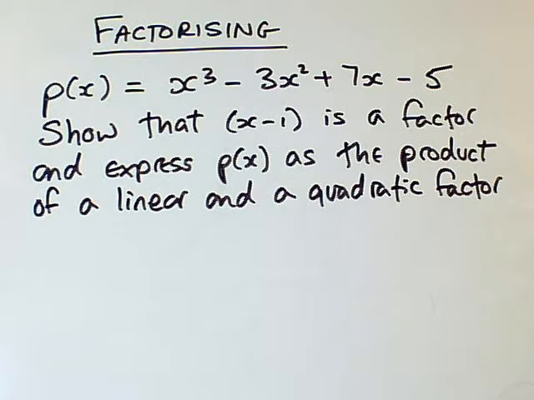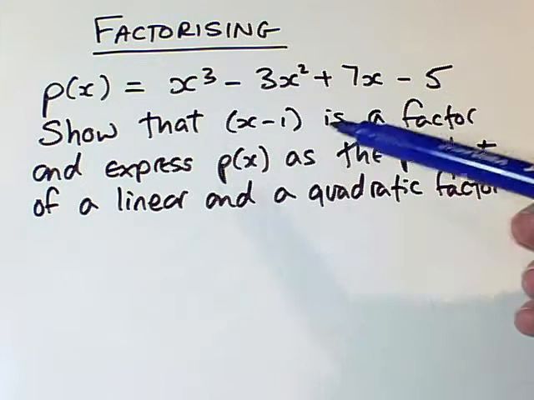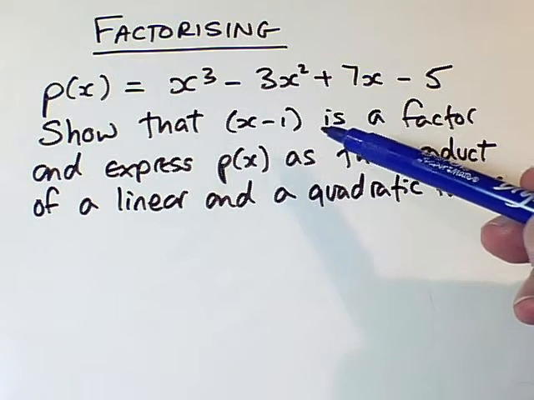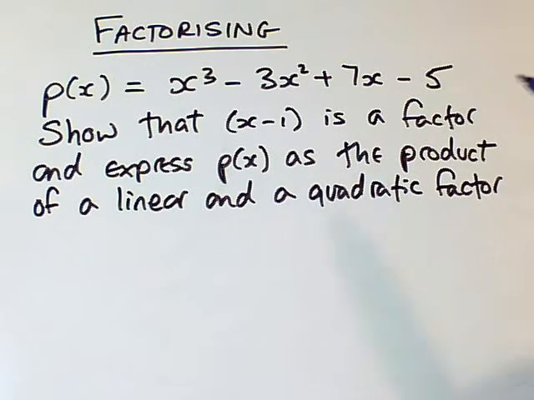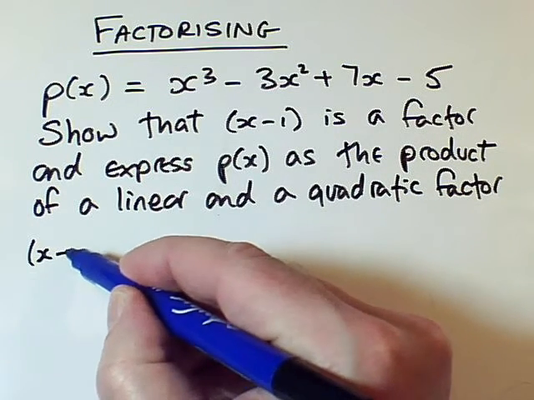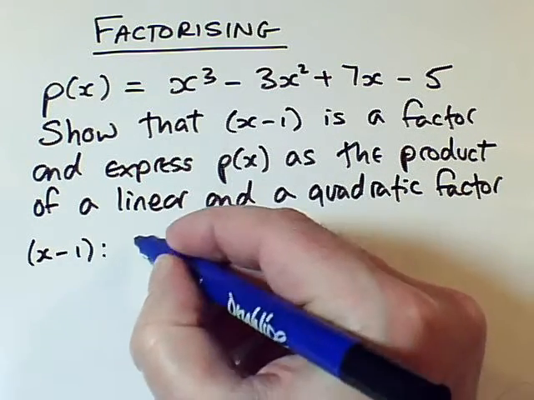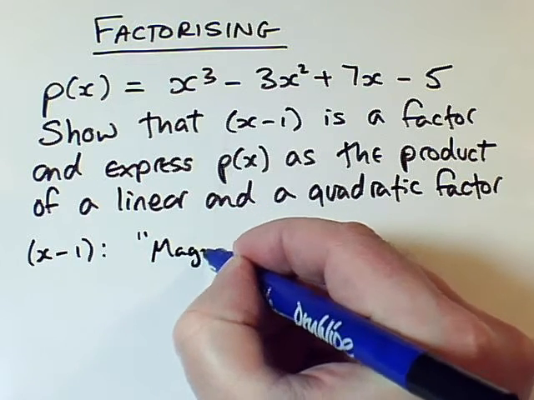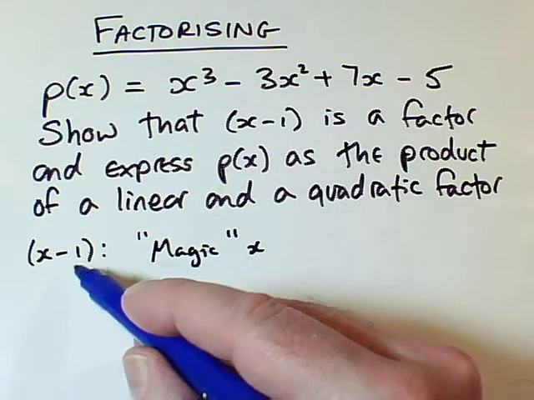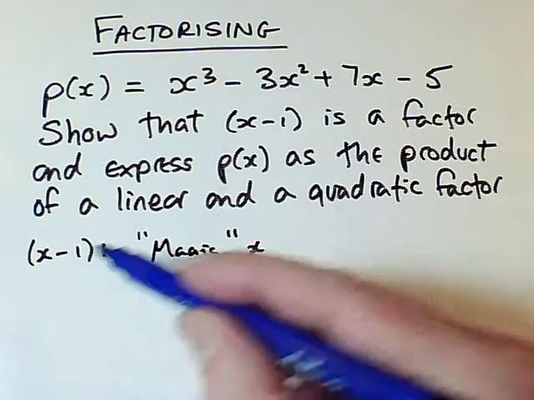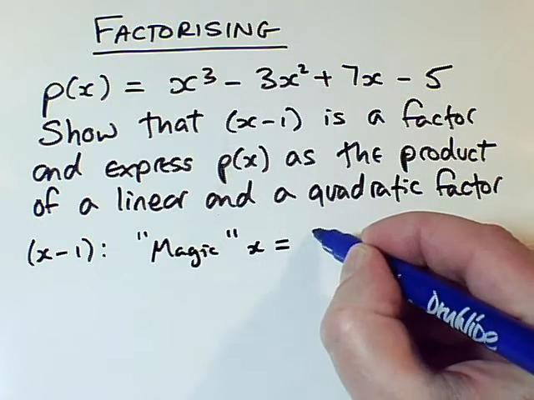Okay, we're ready to actually factorize a cubic. So here's a cubic, and to get started we need one factor. But this question kindly tells me a factor. It does ask me to show that it's a factor, so I know what to do. The factor is x minus 1, so I set up my magic value of x, which is the value of x that makes the bracket equal 0, so the magic x equals 1.